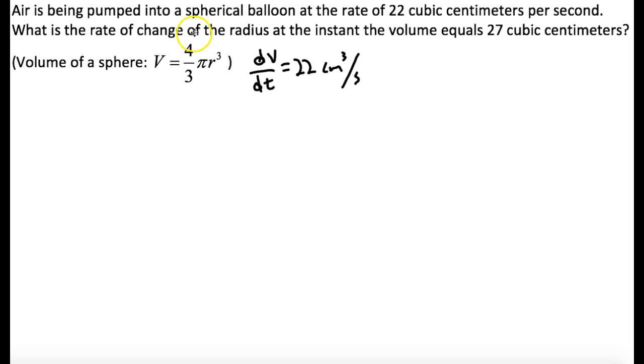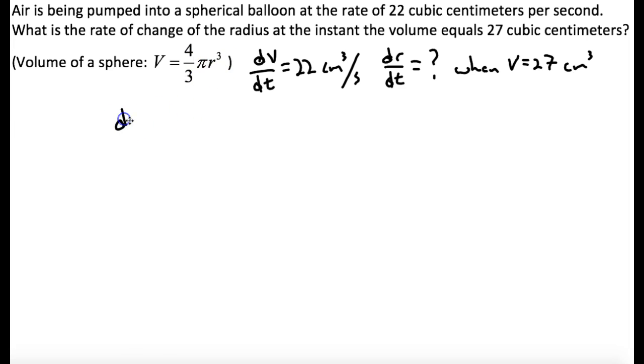Then we want to find the rate of change of the radius. So dr/dt is what I want to find. Now this last piece of information says at the instant the volume equals 27. So I want to find dr/dt when V equals 27. So we'll see how that comes into play later. All right, but first, let's just think about taking our derivative here, relating the rate of change of the volume to the rate of change of the radius.